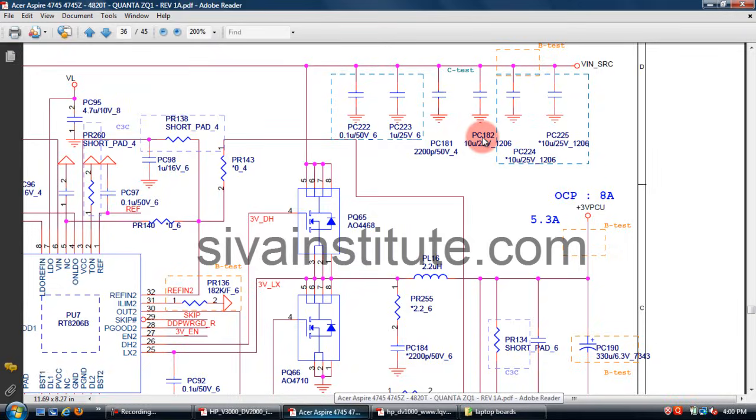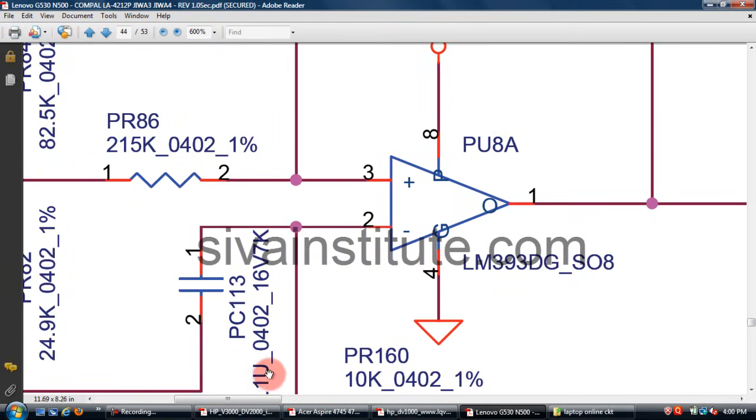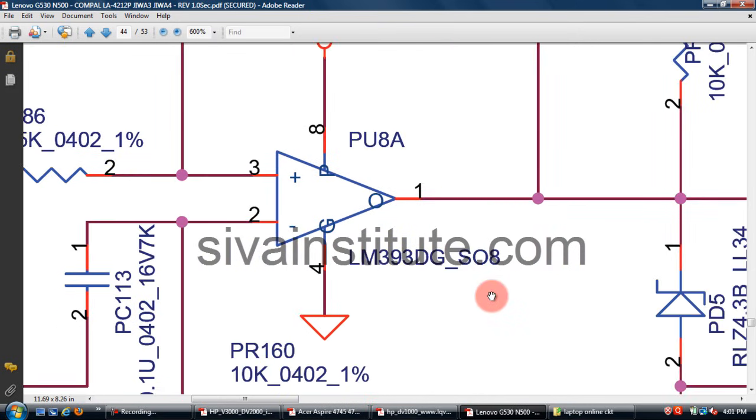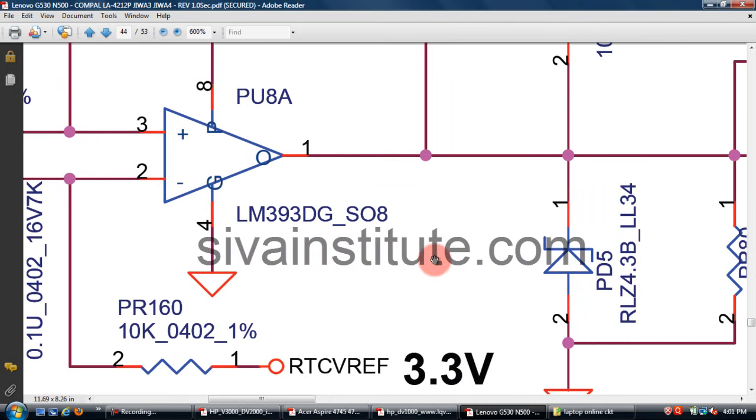In Lenovo, when you check the power button voltage, if it is 12 volts to 15 volts, you should check the LM393. You should check this 8 pin IC, and this input and outputs also.